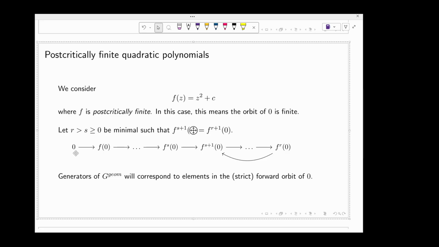So if 0 is strictly pre-periodic, we have this tail of length s, and then we enter our cycle. F to the s plus 1 of 0 is the first thing in our cycle, and f to the r is going to map also to f to the s plus 1 of 0. In the case that 0 is periodic, then f to the r of 0 would be 0. And we're looking at just the strict forward orbit of 0 in that case. So s equals 0 precisely corresponds to 0 being periodic.